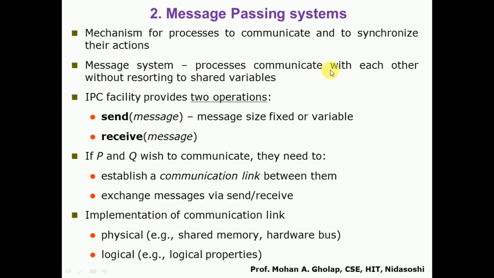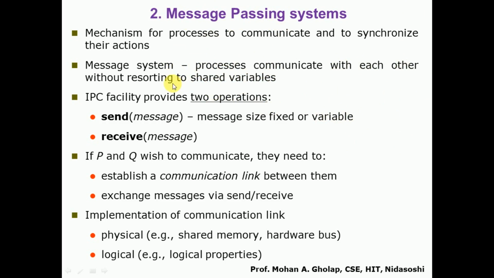In a message system, processes communicate with each other without resorting to shared variables. This is known to you, because in the shared memory system a common shared buffer will be there between the two processes through which the communication takes place. But here in the message passing system, there is no need to have any shared variables. A message will be sent without using any shared variables.